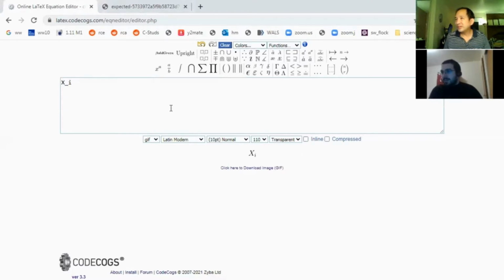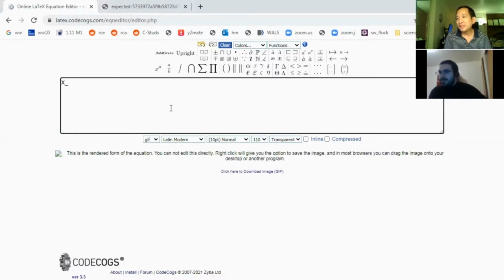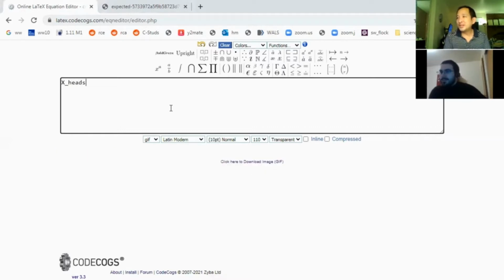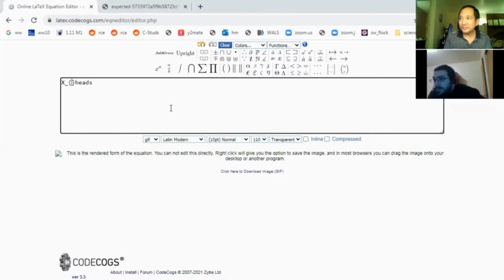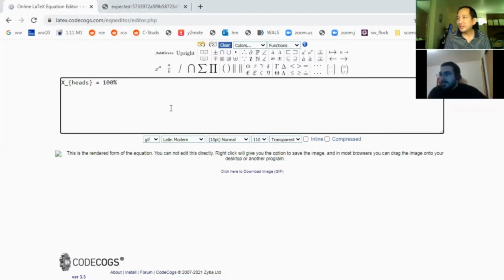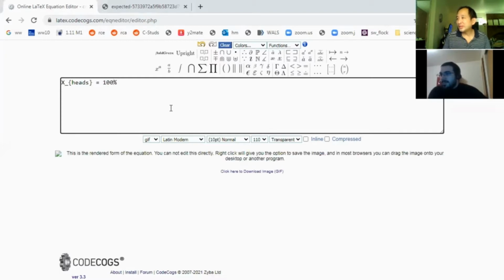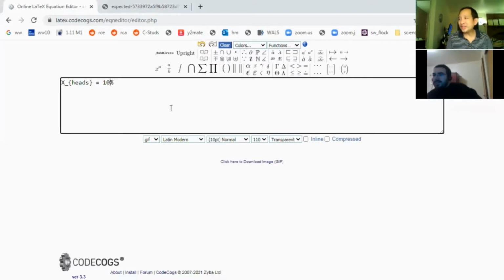X_i. Okay, there, X_i, you go. X_i equals, all right, let's say X of heads. Let's try this. Okay, X heads equals 100%. Maybe it doesn't like that. It definitely didn't like that. I don't know why it didn't. It did 1%, but it didn't show up.